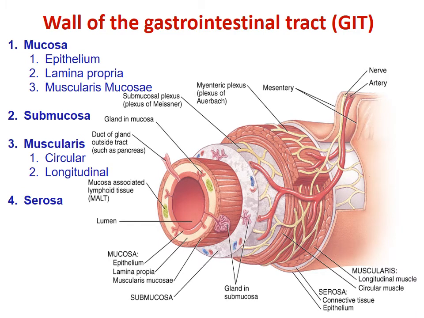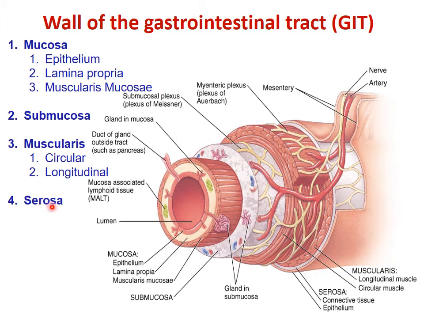Now come to this part. This is the wall of the gastrointestinal tract. The wall of the gastrointestinal tract is composed of 4 layers: mucosa, submucosa, muscularis, and serosa. Serosa is basically the peritoneal layer, the outer covering, the outer peritoneum. Now this slide mentions the different layers of the wall of the gastrointestinal tract, GIT. So 1, 2, 3, 4 layers.